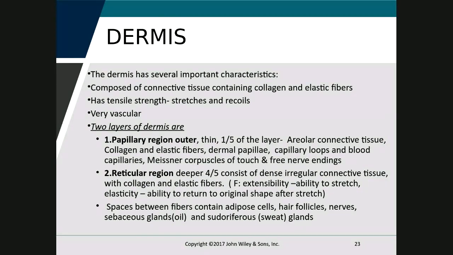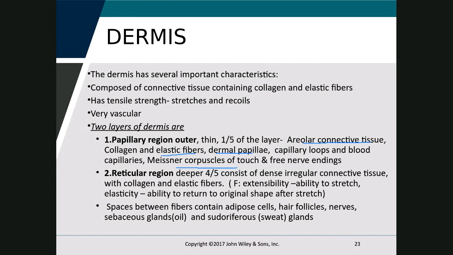Remember, that was a packing material, very vascular. It has elastic fibers. And in this papillary region, we have the dermal papillae, capillary loops, which are the blood supply. And this area has the Meissner's corpuscles of touch, okay, which are sensory receptors in the dermis. We also have the tactile epithelial cells just above this.